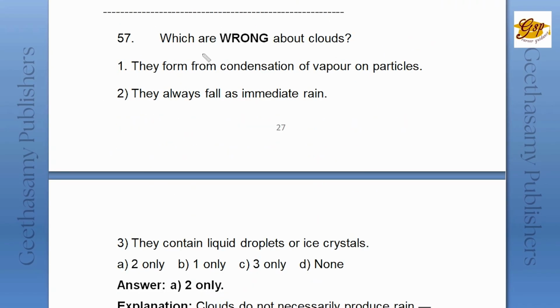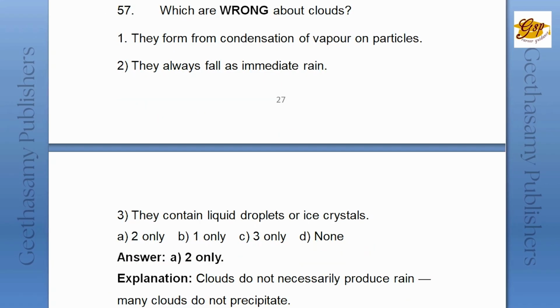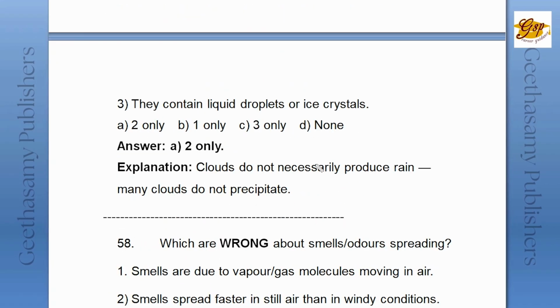Again, what is wrong about clouds. 1. They form from condensation of vapor on particles. 2. They always fall as immediate rain. 3. They contain liquid droplets and ice crystals. The choices are 2 only, 1 only, 3 only, none. The correct answer is A, 2 only. They need not always fall as immediate rain. Clouds do not necessarily produce rain, and many clouds do not precipitate.